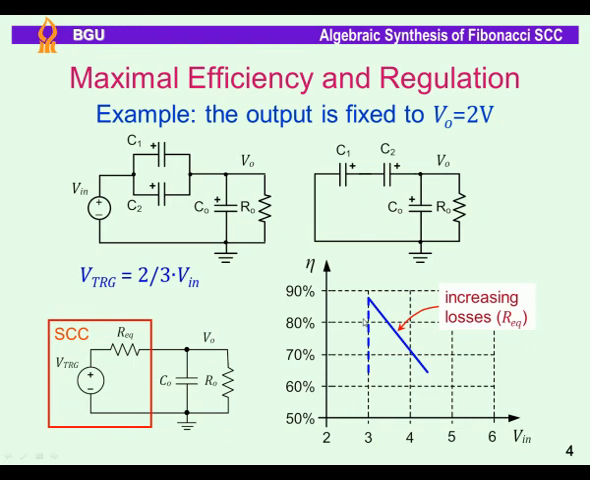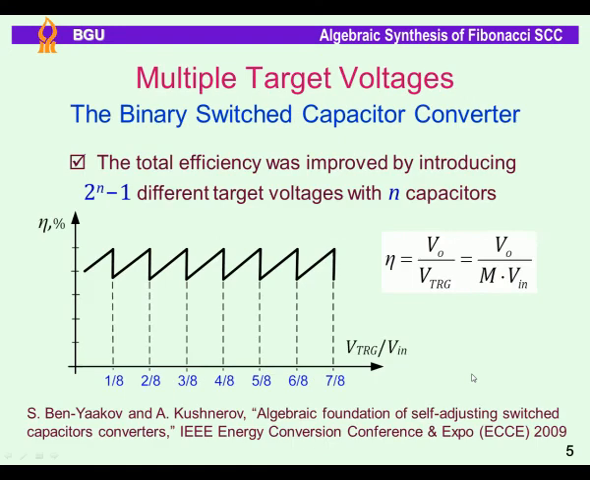As the input voltage increases, the output voltage will increase also, and to keep it constant one needs to increase the equivalent resistor. This implies increasing the losses, which leads to lower efficiency. The total efficiency can be improved if the SCC has many target voltages.